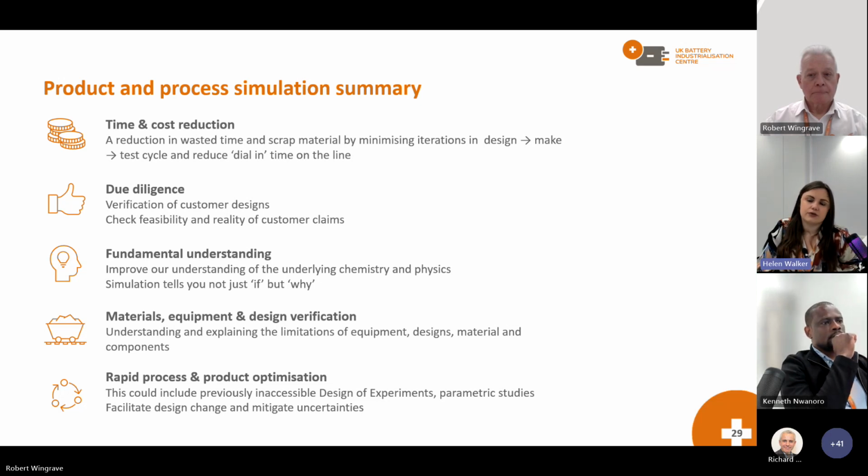There are designs of experiments that are just not feasible to do when you're talking about using battery materials and manufacturing cells. But if you can do them in a simulated environment, you're able to save a lot of money. So we're able to really unlock the power of virtual DOEs and parametric studies to facilitate these design changes and mitigate uncertainties. And I think that's all from me. So I'll pass back to Robert.